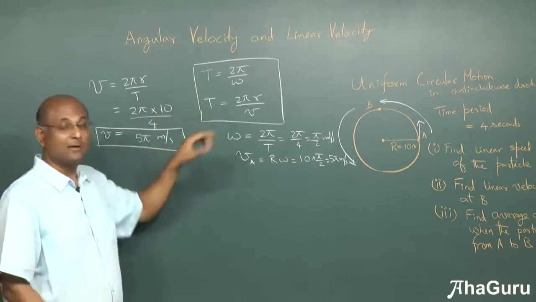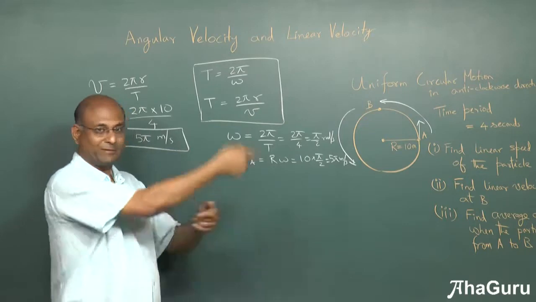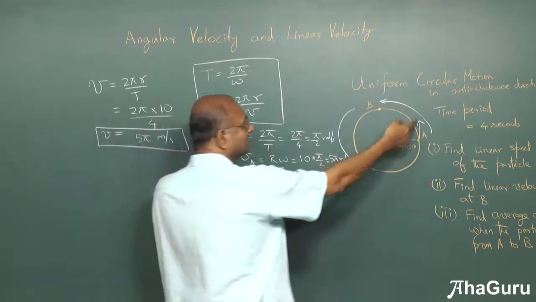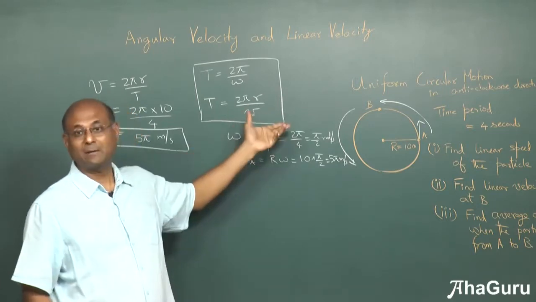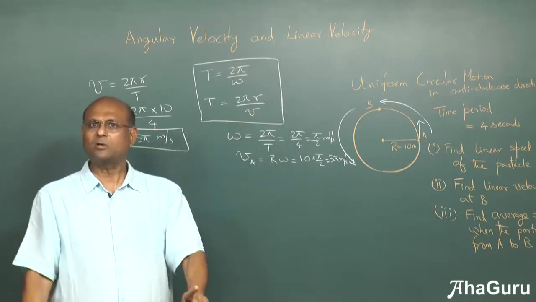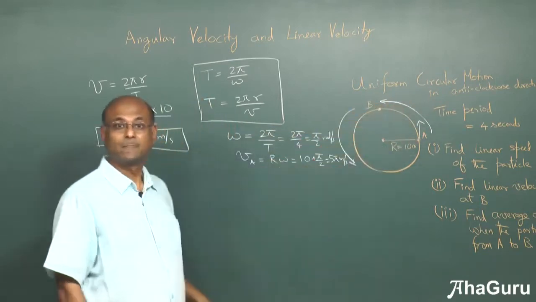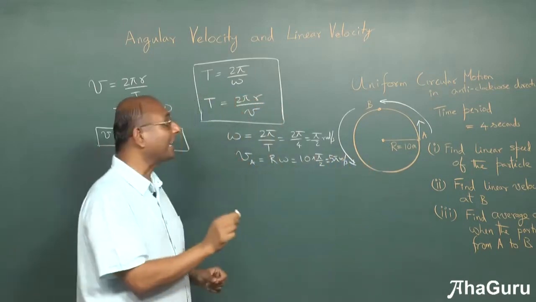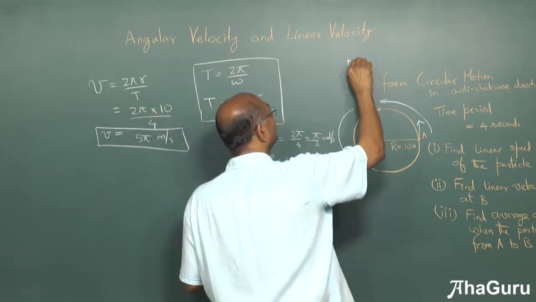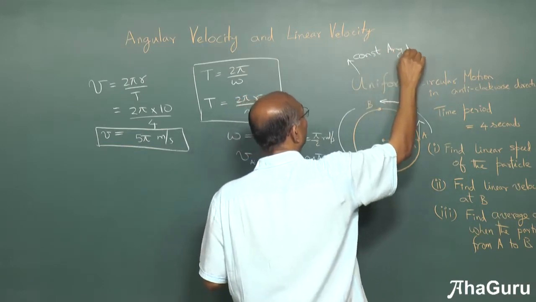I instead said total distance traveled 2 pi r. But I know how much time it took. In fact, it went this way, right? So total distance traveled 2 pi r. How much time did it take? 2 pi r by v. But that's only possible if you knew this was moving with constant speed. Uniform circular motion means constant angular velocity. So this means, one, constant angular velocity.